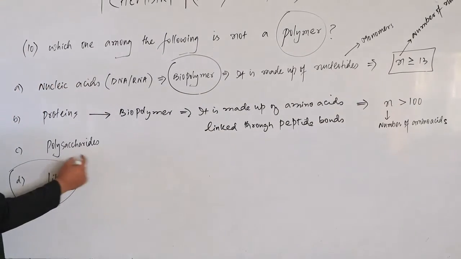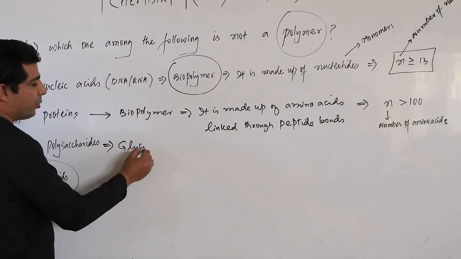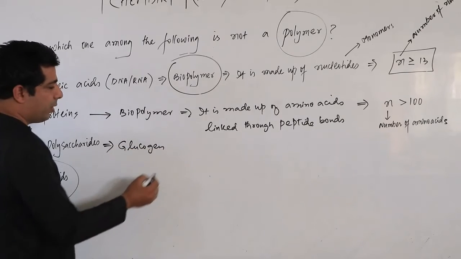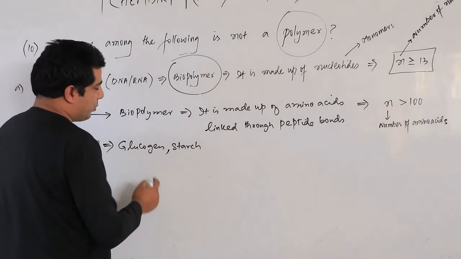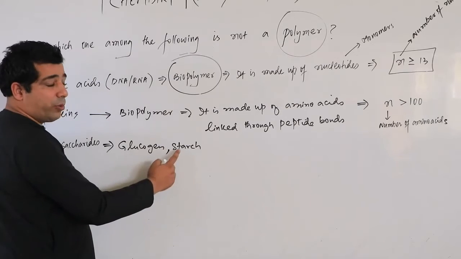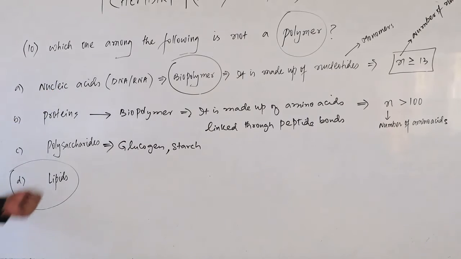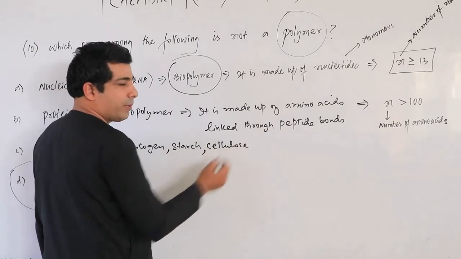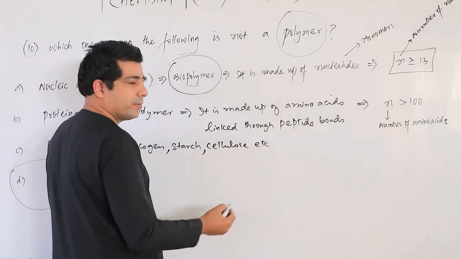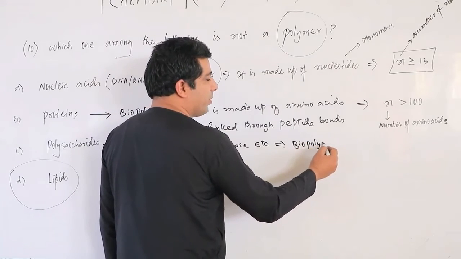Let's talk about polysaccharides. In polysaccharides we can talk about glycogen, we can talk about starch, and these are our polysaccharides. Okay, my dear friends. And you can take cellulose also, extra. So you can also call them biopolymers. They are also biopolymers.